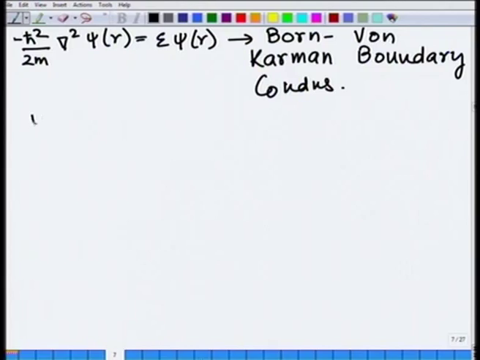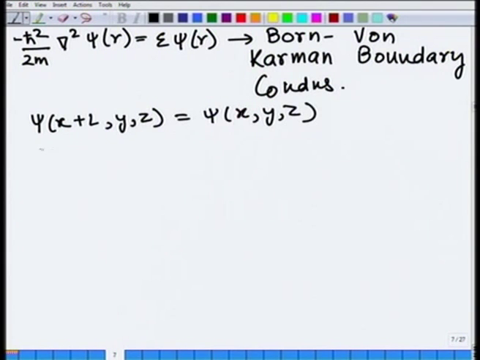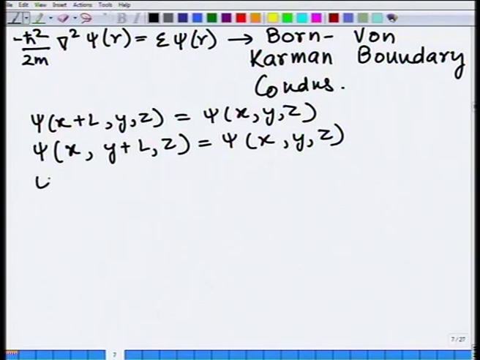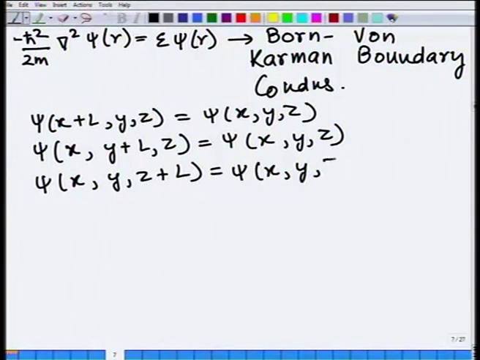In that case, phi at position x plus L, comma y, comma z is the same as phi of x, y, z. I am going to write phi of x, y plus L, z is equal to phi of x, y, z, and similarly phi of x, y, z plus L is equal to phi of x, y, z. This is mathematically written down in 3 dimensions.